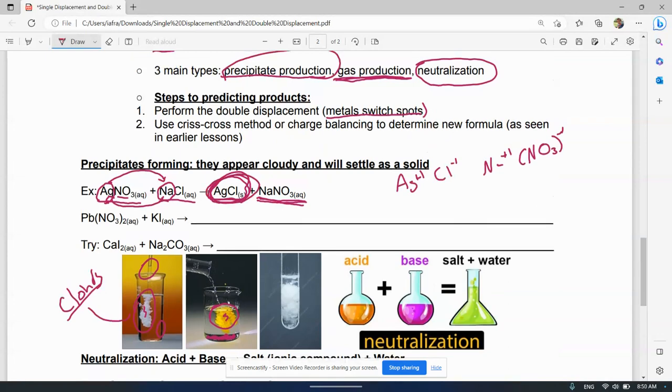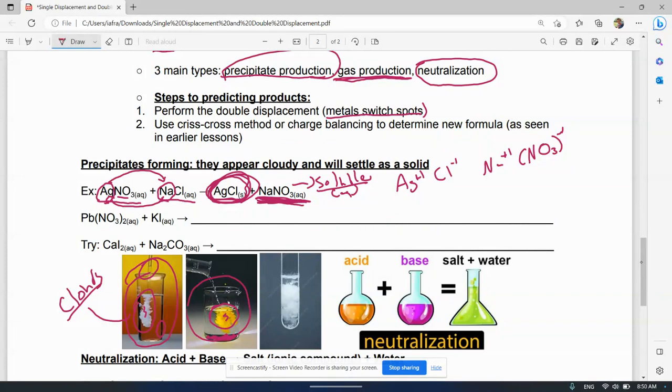So solid is your precipitate. I would generally tell you, a little trick you can use for now is that if ever you have a nitrate compound, the nitrates are always soluble. So that means they're going to be your aqueous one, and the other one would be your solid one. Okay? So this example that's written for you over here is actually this one. This is what that looks like.